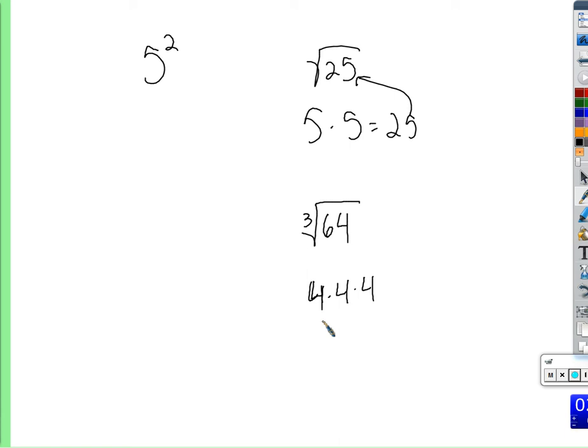There'd be nothing wrong with taking out your calculator and just trying it out. 2 times 2 times 2, no, that's 8. 3 times 3 times 3, no, that's 27. Then you try 4, it works. So it's just a basic notation thing that I want you to practice in your homework.